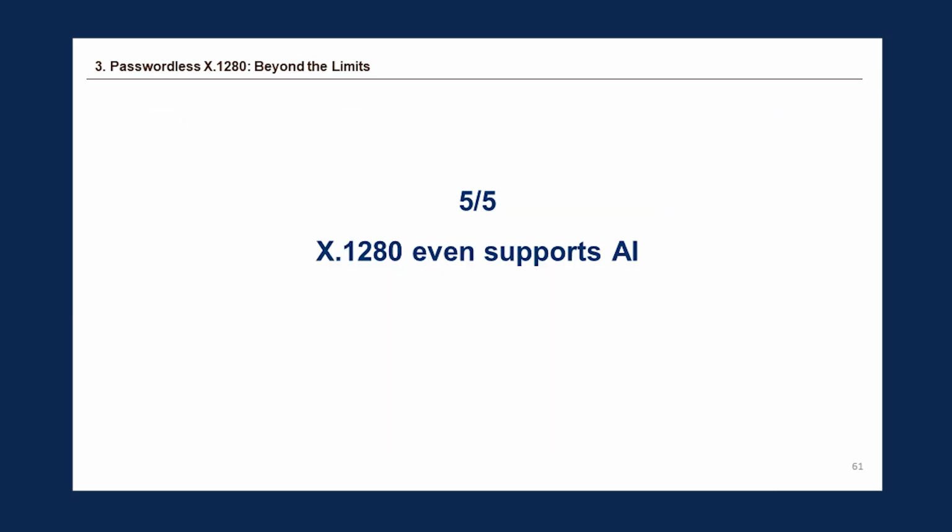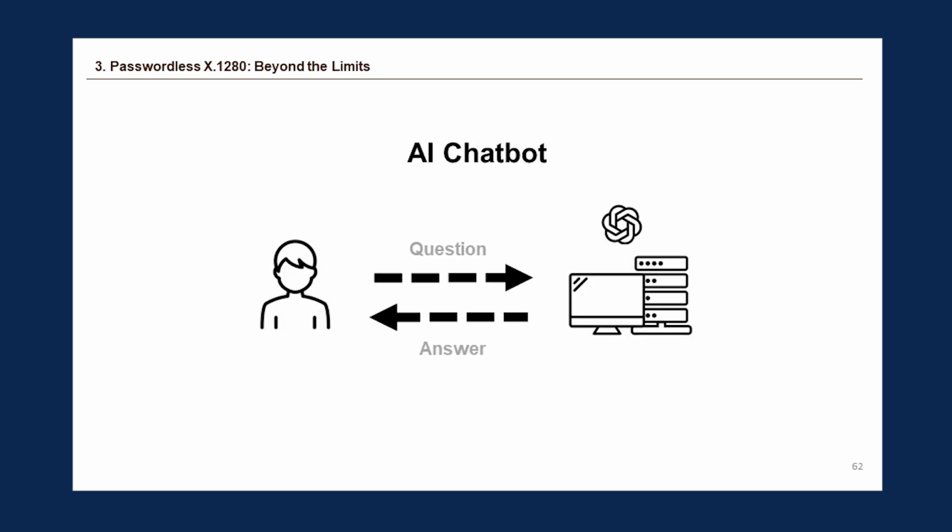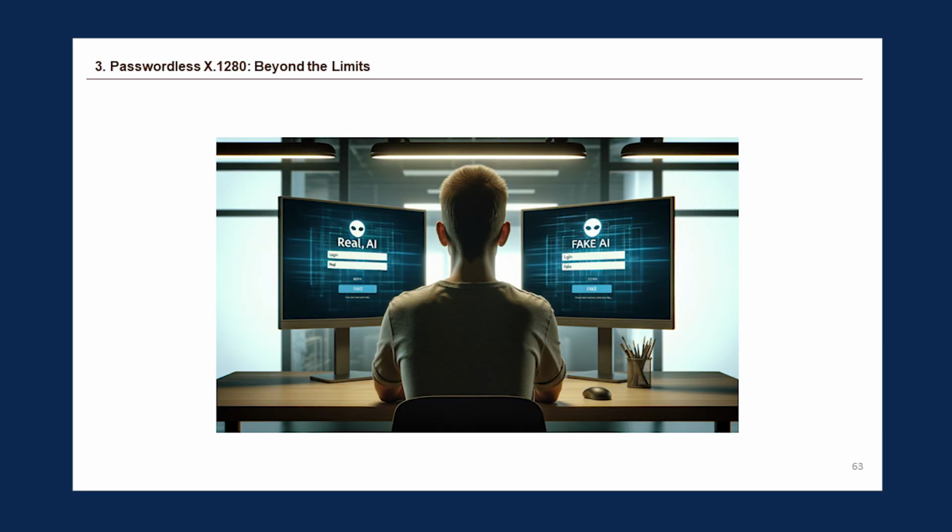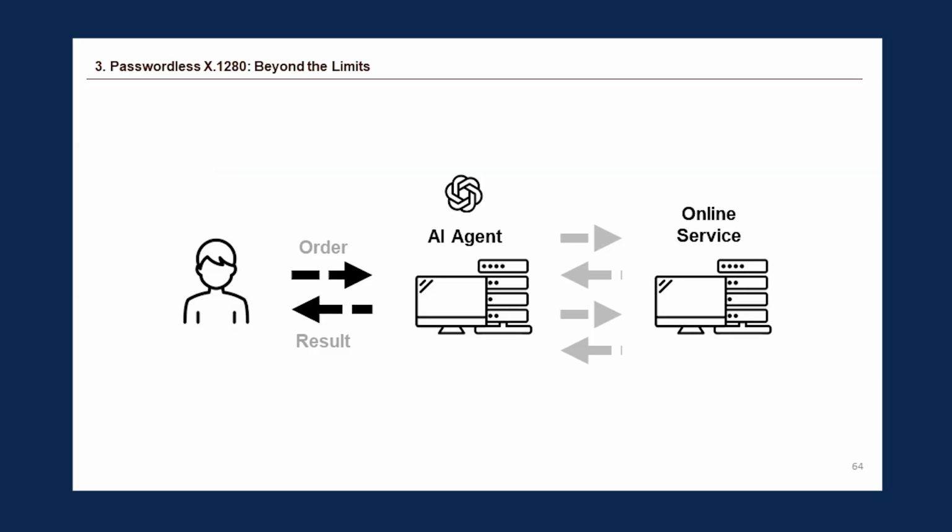So there are so many use cases, and not only that, there is support for AI. We are using chatbots for our work, but whenever we get into the AI system, we can assure that the AI is authentic. Not only that, we are living in the AI agent era. The AI agents work for us on our behalf.